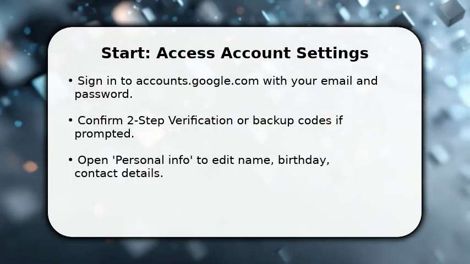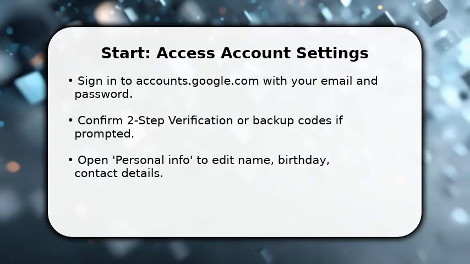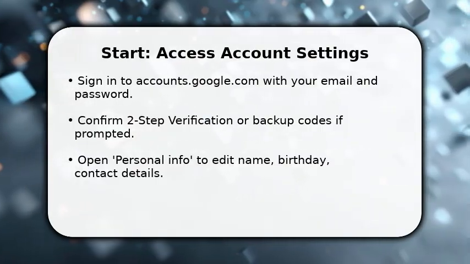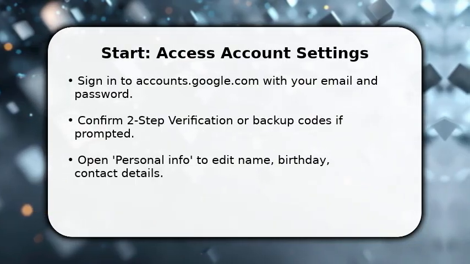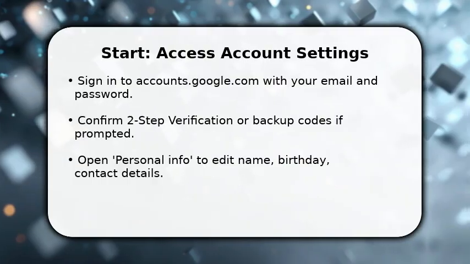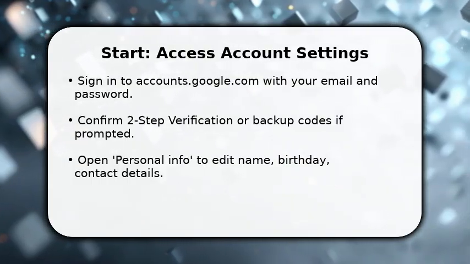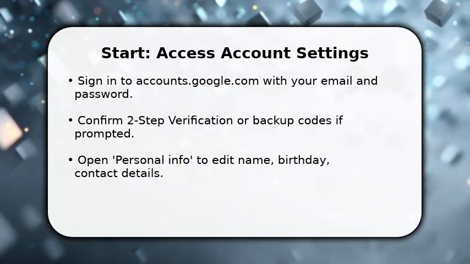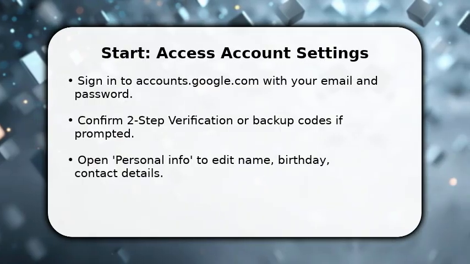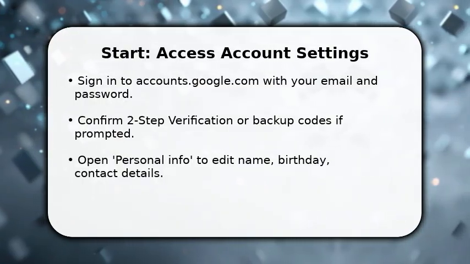You begin by signing into accounts. Google.com, use your primary email and password. Once signed in, make sure two-step verification is ready, either your phone prompt or backup codes, because Google may require extra confirmation before edits. Next, go to Personal Info and locate the fields you need to update, such as name, contact phone, or recovery email.